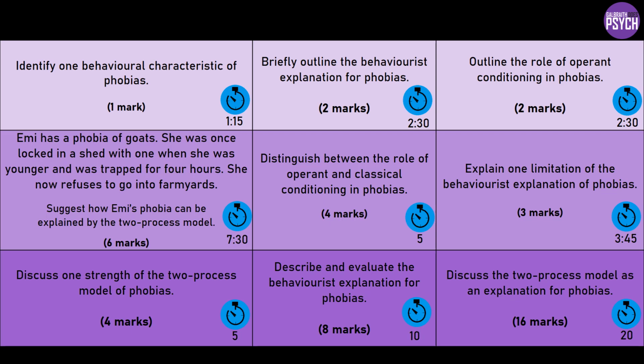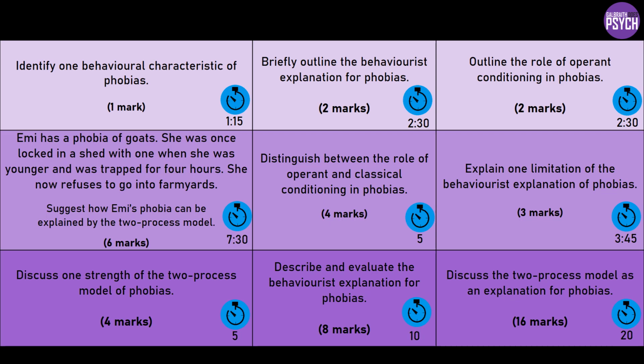So we need to talk about operant as well. Where she refuses to go into farmyards, what Emmy is doing there is avoiding any possible contact with goats. And therefore, when she sees or has a thought about going to a farmyard, she's going to become very anxious, and that refusing to go into is avoiding, it's reducing that anxiety, so that's negative reinforcement. She's taken away something bad, that anxiety, which encourages her to continue to avoid and to fear goats.